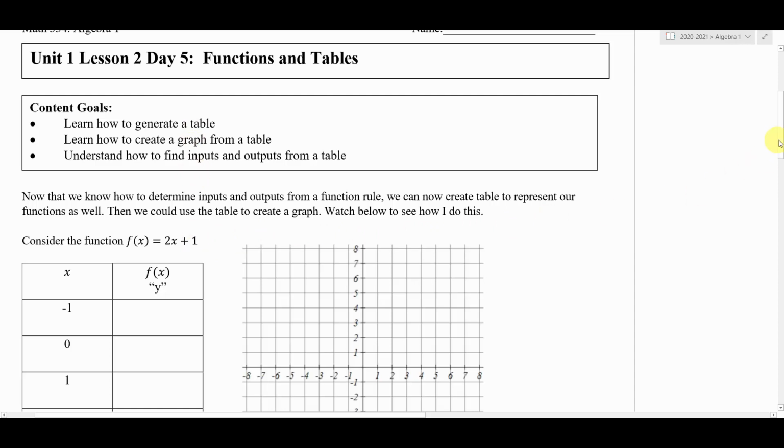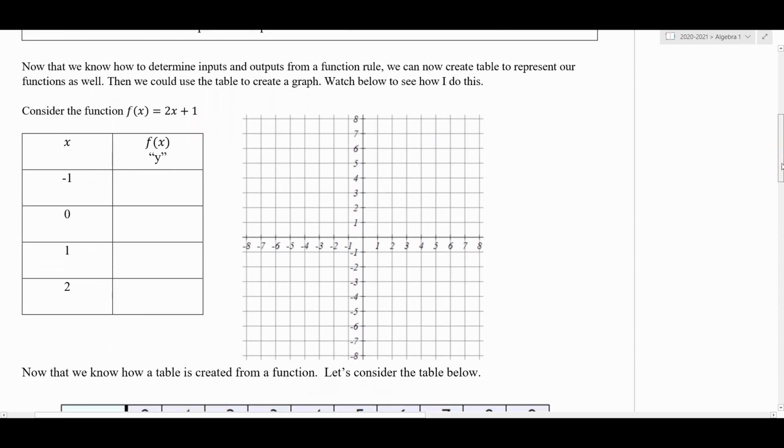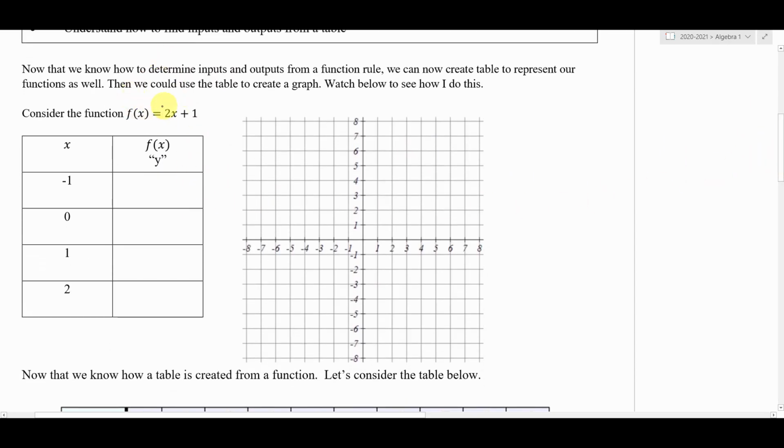All right, so let's start off with our first example here. Now that we know about these function rules, we know how to put something in and get something out, and even backwards, I can give you something out and find out what we put in. We know how to work our way through the rule. Let's see if we can use that rule to generate a table.